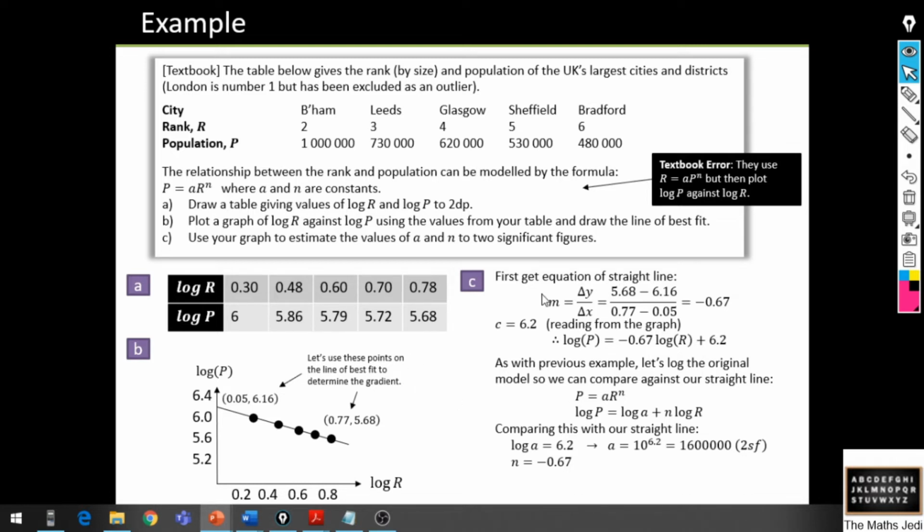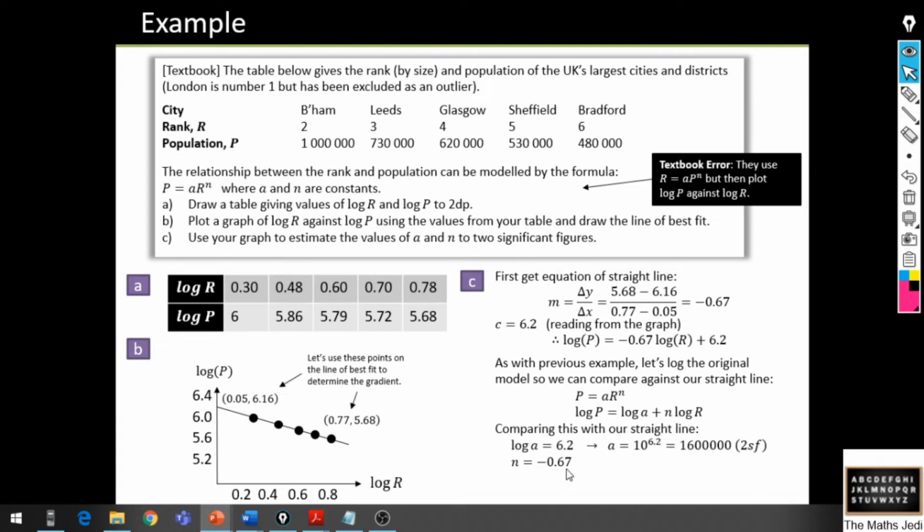So you see the gradient here, they're using the change in y over change in x. They are using some points from their graph that they would have got by drawing it to work it out. So just be aware they'd have to have drawn the graph a bit more accurately than we've got here. And then they're getting 6.2, reading from the graph, said it was somewhere between 6 and 6.4. You can't really tell from this sketch, but obviously you'd read it from the graph if you had graph paper.